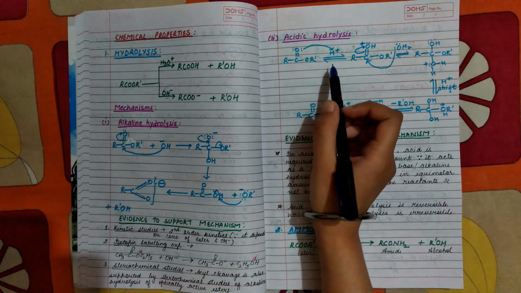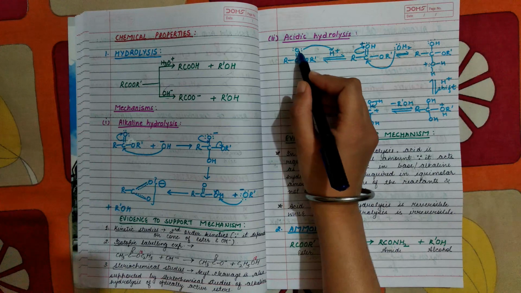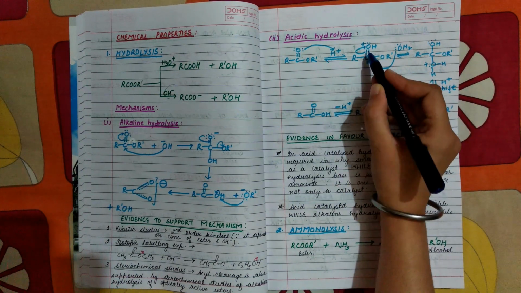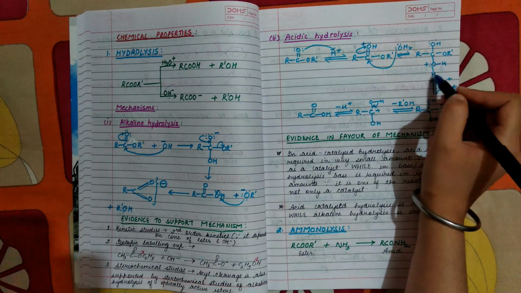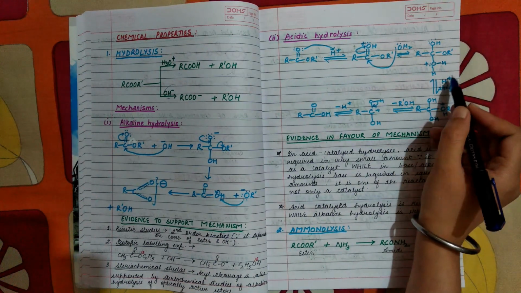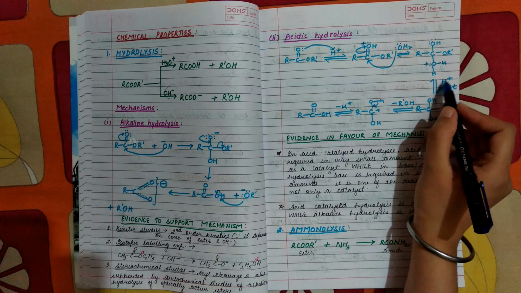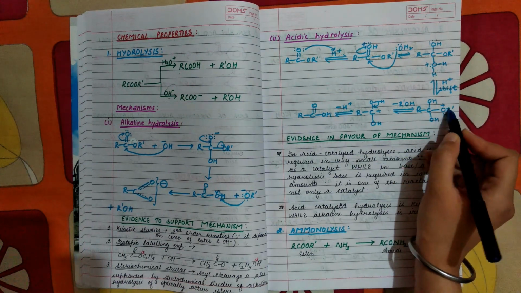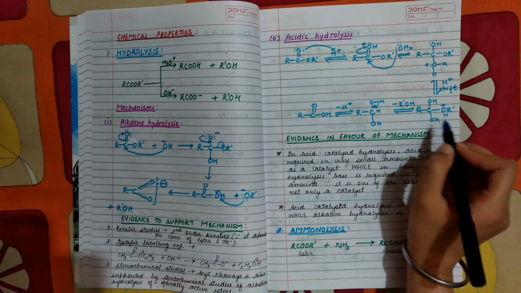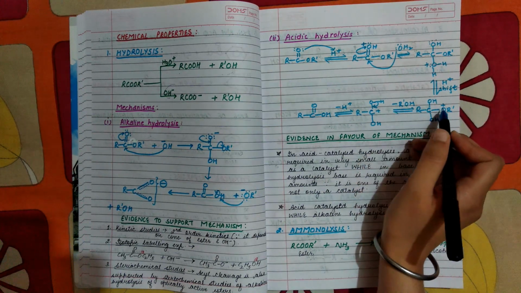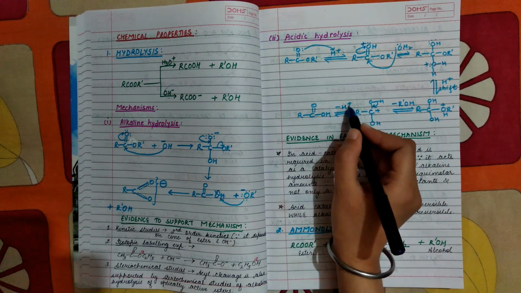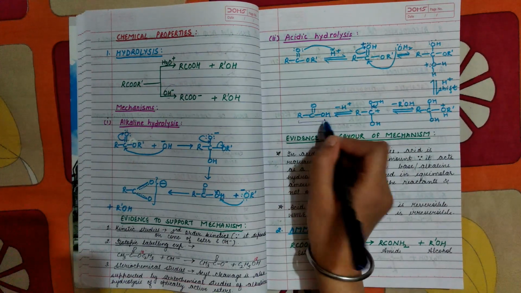Acidic hydrolysis: H plus attacks on oxygen. Here oxygen gets protonated, then water attacks on carbon, and this bond shifts to oxygen. This structure is formed. Then a hydride shift, an H plus shift, takes place, and we get here OR'H positive. Now alcohol is removed from here, this bond shifts to carbon, and H plus is removed here, so we get a carboxylic acid.